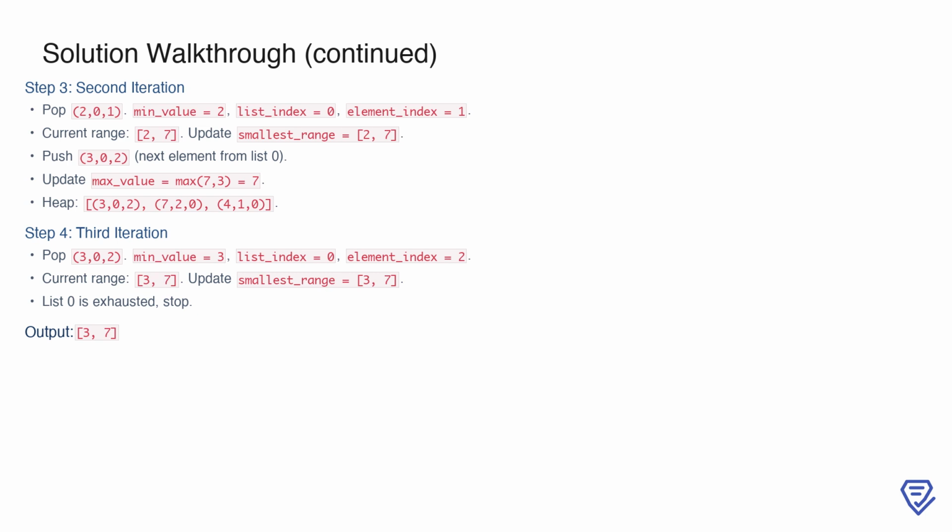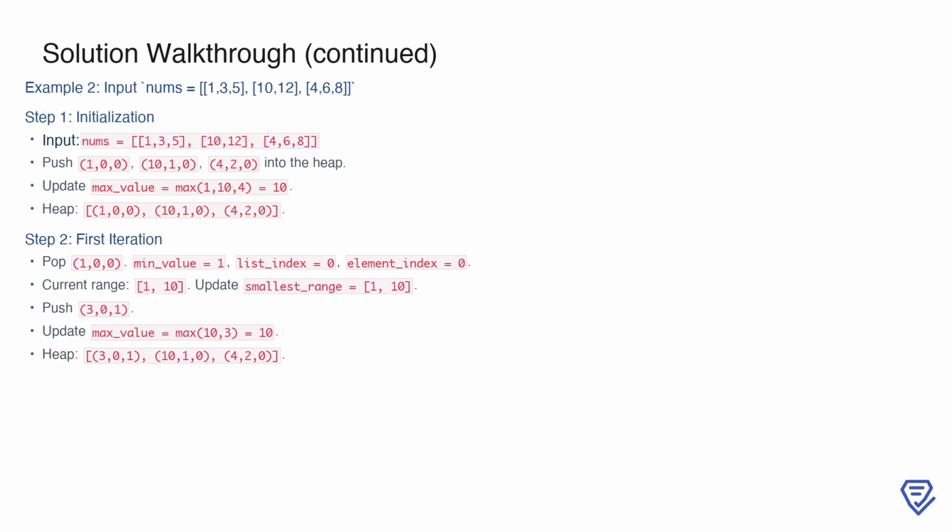In the third iteration, we pop (3, 0, 2) from the heap, leading to a new range, [3, 7]. As this range is smaller than the previous one, we update smallest_range to [3, 7]. At this point, list 0 is exhausted since there are no more elements to push into the heap. With one list fully processed, we terminate the algorithm, and the output for this example is [3, 7].